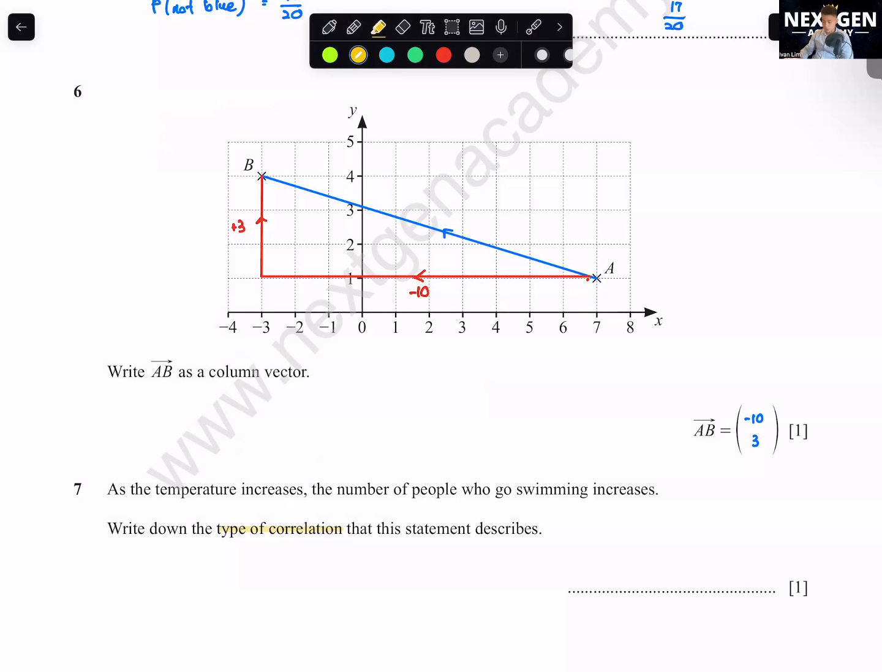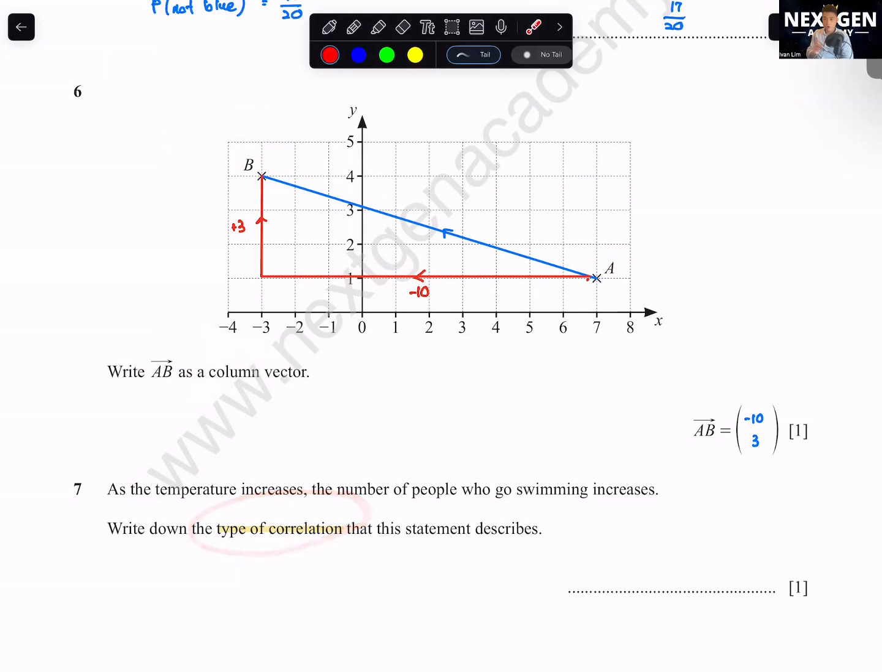You thought we add the coordinates of A and B. No, you don't add it up. AB means the direction from A to B. Got it? So we need to understand what a vector means from here to here.